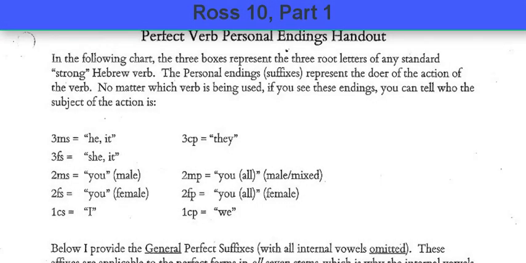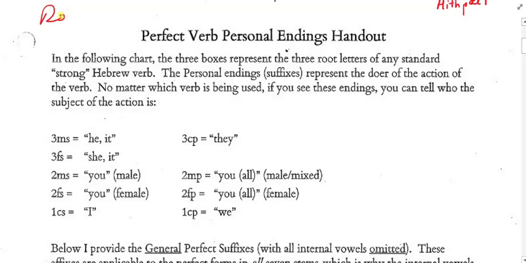Alrighty, so for this next chapter, we're dealing with Ross chapter 10, and I'm going to just jot that down over here. So Ross chapter 10. This has to do with what's called the qal perfect conjugation. You'll find this on page 86.